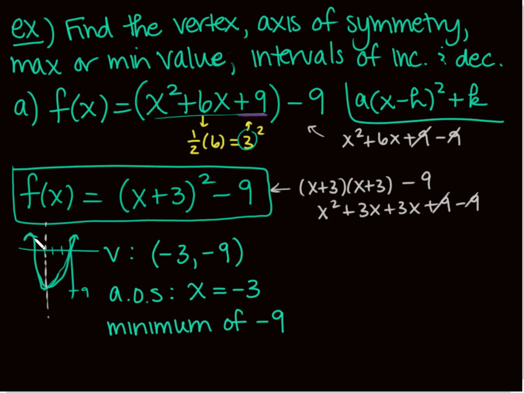What are we doing? We're going to be decreasing until -3 and then increasing. So where am I decreasing? I'm decreasing from -infinity to -3. Remember, we never put closed parentheses when we're talking about increasing and decreasing, because I can't be increasing or decreasing at a point where I switch, right? Going from decreasing to increasing. And I'm done.